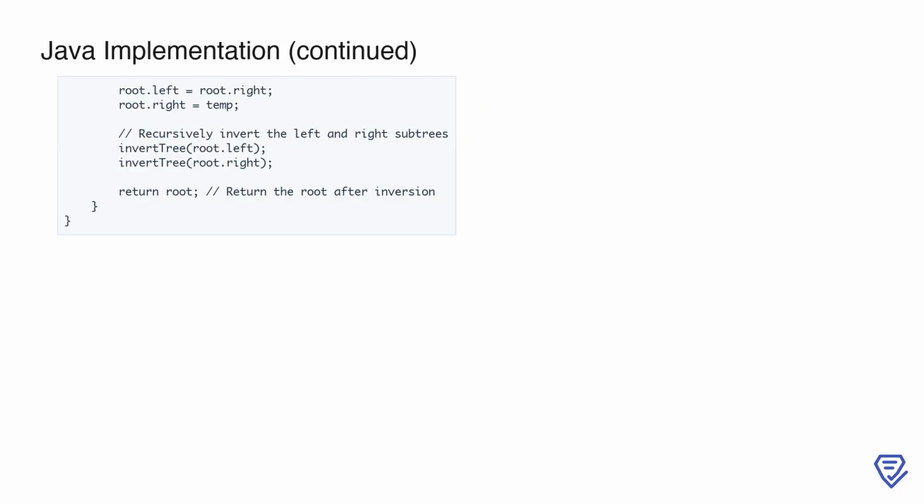After the swap, we proceed with a recursive approach to invert the left and right subtrees. By calling invertTree on root.left and root.right, we ensure that the inversion process is applied to all levels of the tree. Finally, we return the root node, which now represents the inverted tree. This approach is straightforward and leverages recursion to traverse the entire tree, swapping child nodes at each step. The result is a fully inverted binary tree.